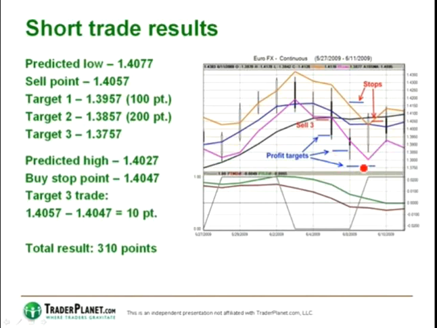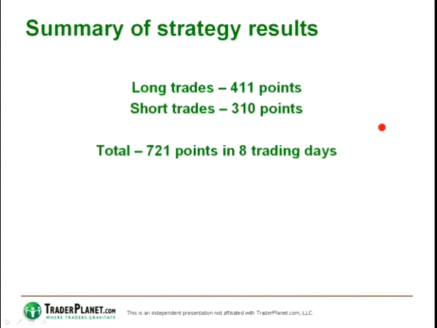But in the case of target number 3, you can see that the predicted high that day was way up here, and it was 140.27, and so that makes our buy stop point 20 points above that at 140.47. So the trade, after all this, has netted just 10 points. But as you know from any trading experience, any win is better than a loss. And so when you accumulate these three trades, you have 310 points total on the short trade results.